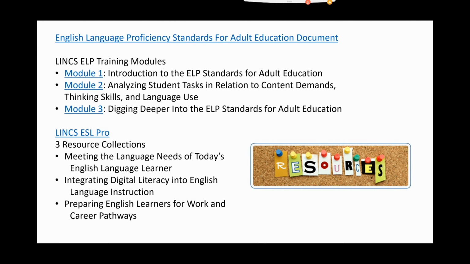So those 3 different resource collections, the first is called Meeting the Needs of Today's English Language Learner, and it focuses on ramping up the level of academic rigor in English language instruction. The second is Integrating Digital Literacy into English language instruction, and the third is Preparing English Learners for Work and Career Pathways. All of them are really fantastic resources, but for any English language acquisition instructor, I would highly recommend going through the Meeting the Needs of Today's English Language Learner online module, because it's got some really fantastic resources, lesson plans, ideas. There's videos where you can observe other teachers providing instruction. And it's been really helpful to those teachers that I know that have gone through that course.